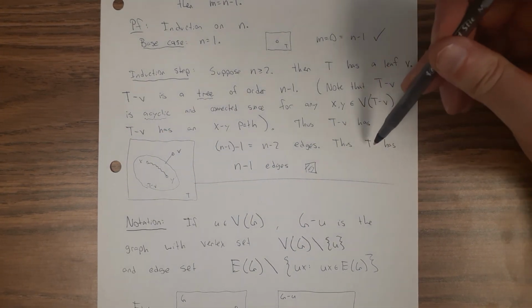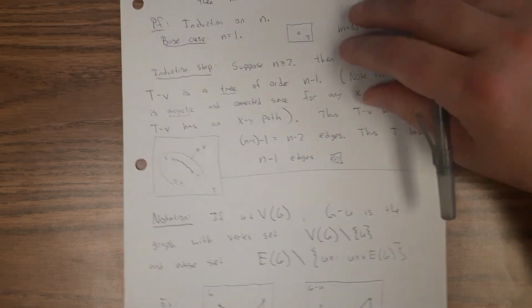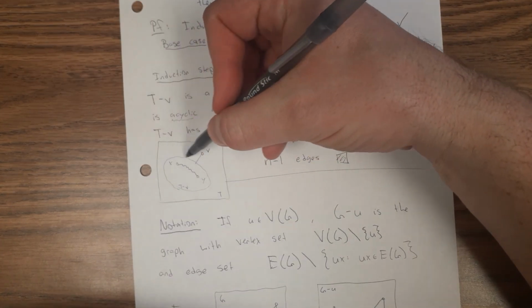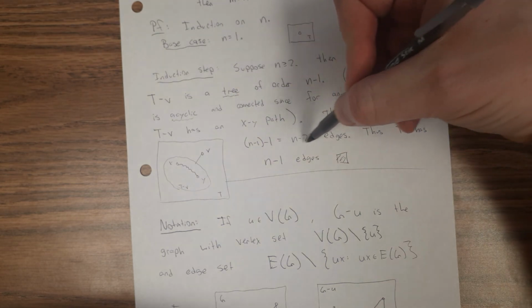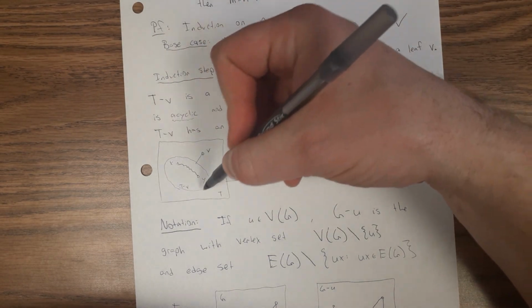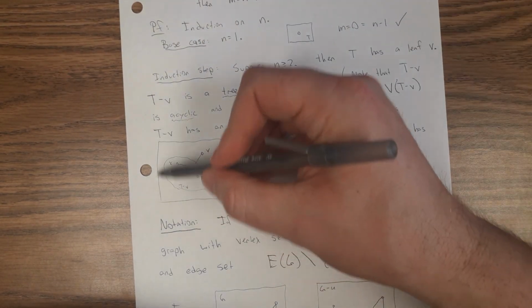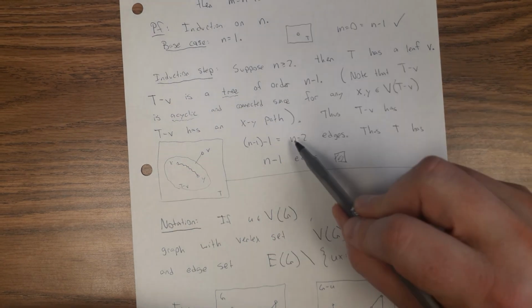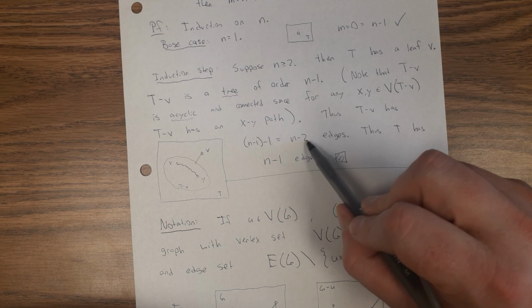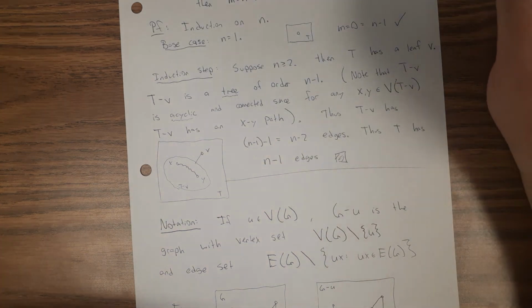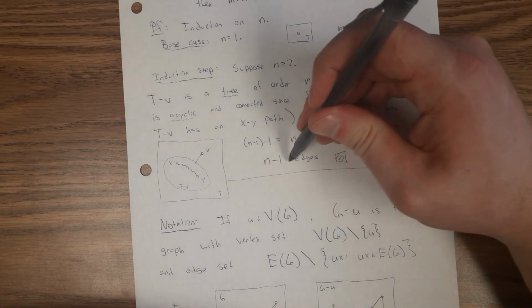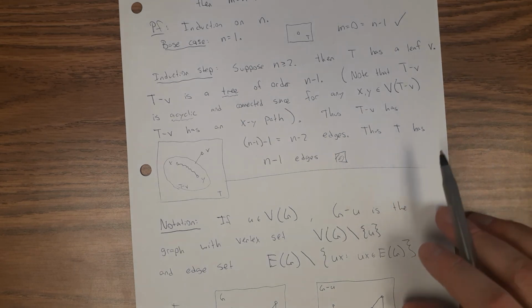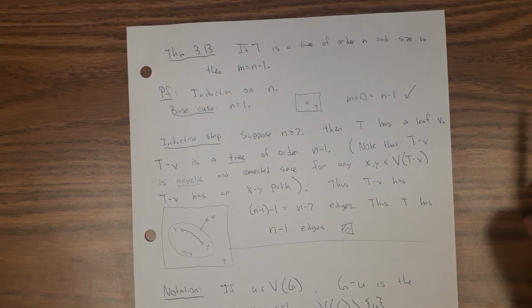And then the number of edges in T, because going back to this picture, if there's n minus 2 edges in this bubble, and there's just one more edge in T, then the number of edges in T would be this plus 1, so I get back to n minus 1. And so there's n minus 1 edges in T, and that's what we meant to prove.